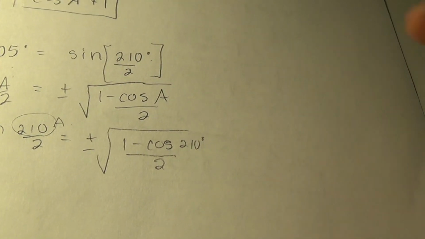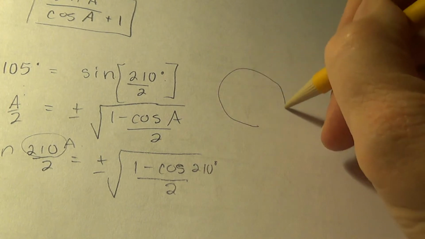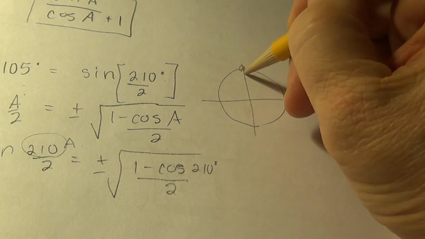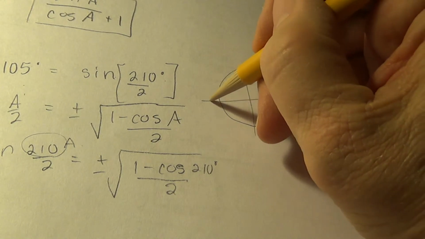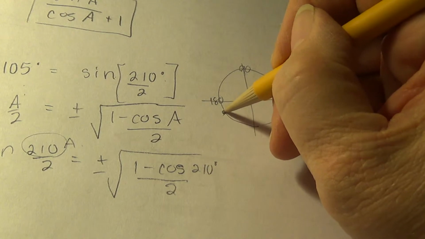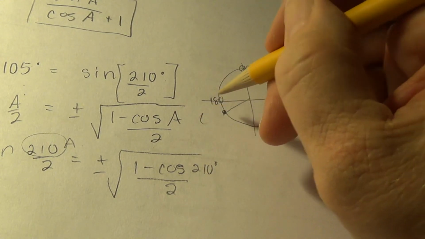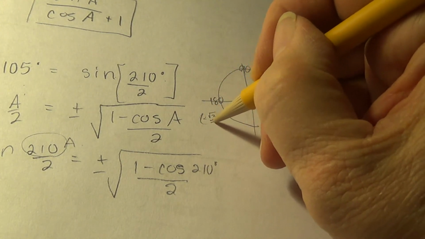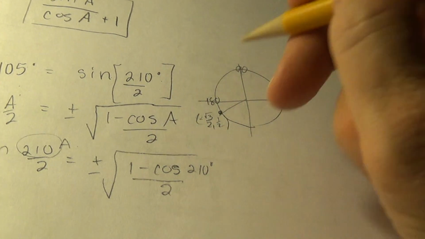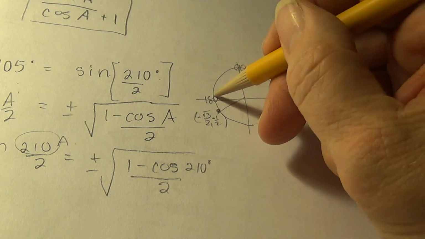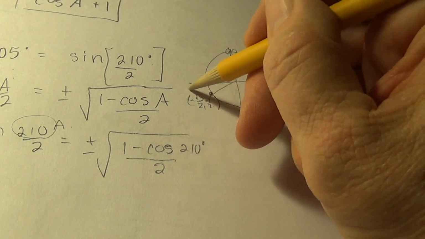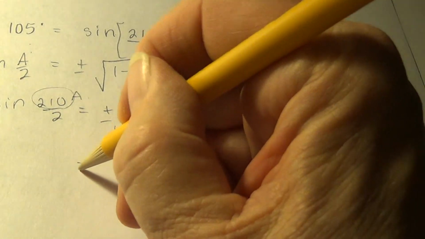All right, what is the cosine of 210? Let's see, 210 is past 90, and this is 180. So 210 is right here, and its value is negative square root of 3 over 2 over and 1 half down. Is that right? Negative. Is that 210? 30, yeah, 210. So cosine of 210 is the first coordinate.